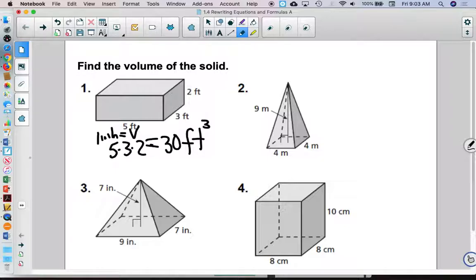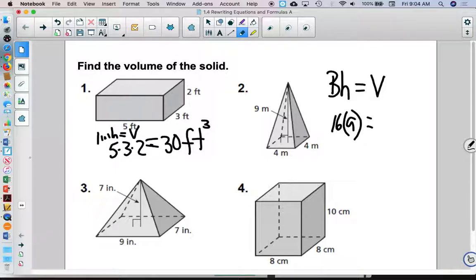It's not really length times width times height. On a triangle, it is the area of the base times the height equals the volume. Okay? So it's base times height. And in this case, what's the area of the base? 16. So I've got 16 times 9 equals, so do you see why?